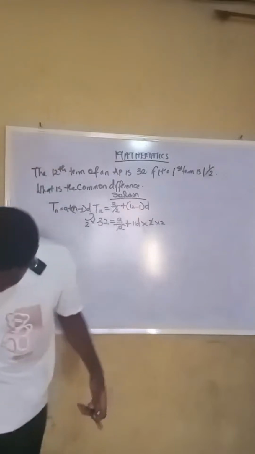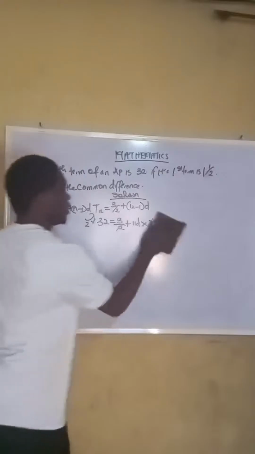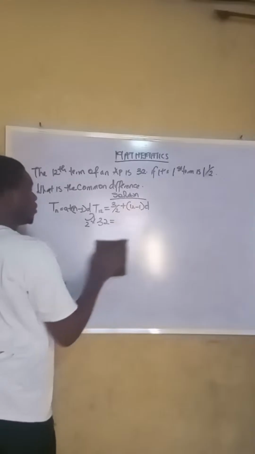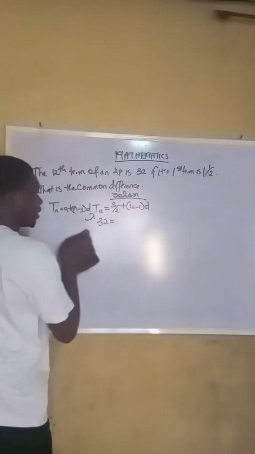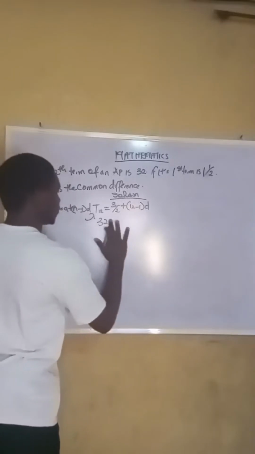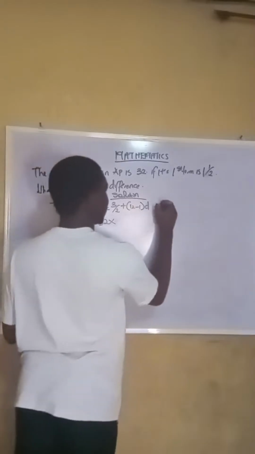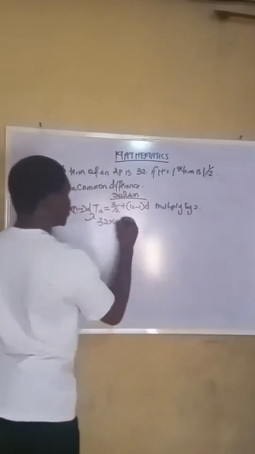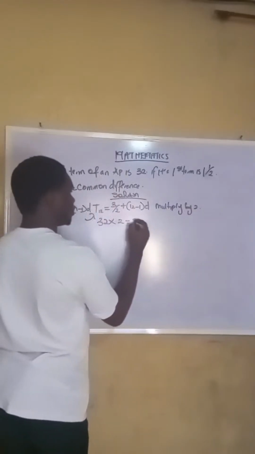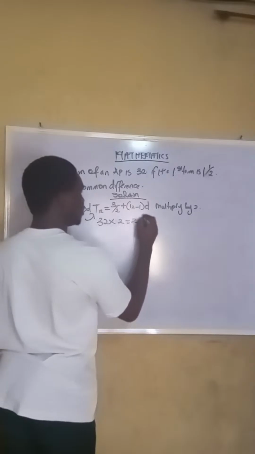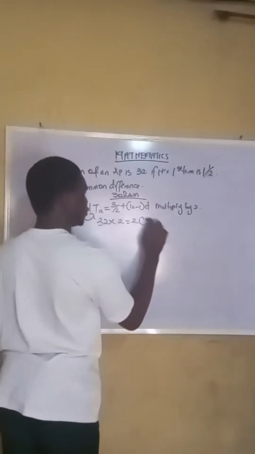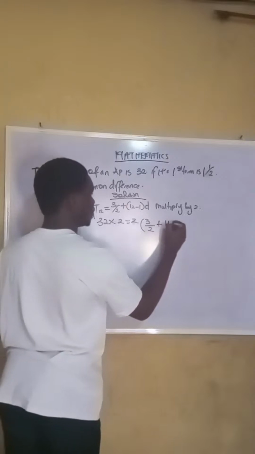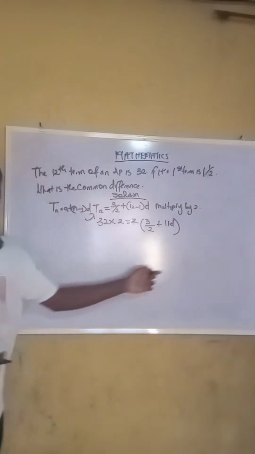Let me try to make it easier. Okay, let's go. We're multiplying both sides by 2 to clear the fraction. So we're going to have 32 times 2 is equal to 2 into bracket 3 divided by 2 plus 11D. Yes, this is how it's going to look like.